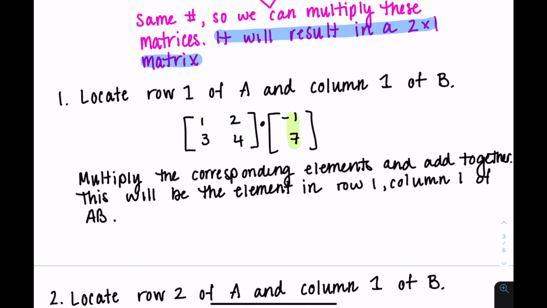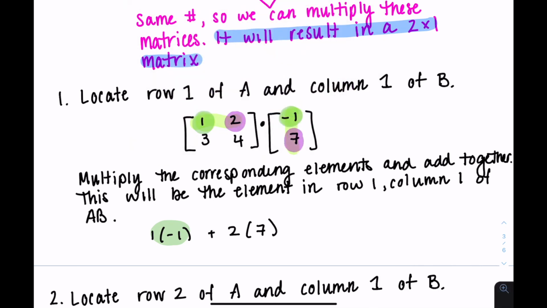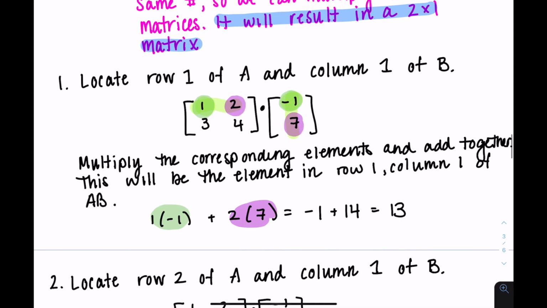So I'm going to go ahead and multiply the 1 by -1 because they're the first piece in that first row, first column. So this will be my first part. And I'm going to add to it the next elements multiplied together. So 2 times 7. So that's going to give me -1 plus 14, which will result in positive 13. So that's going to be the first piece in my 2 by 1 matrix.